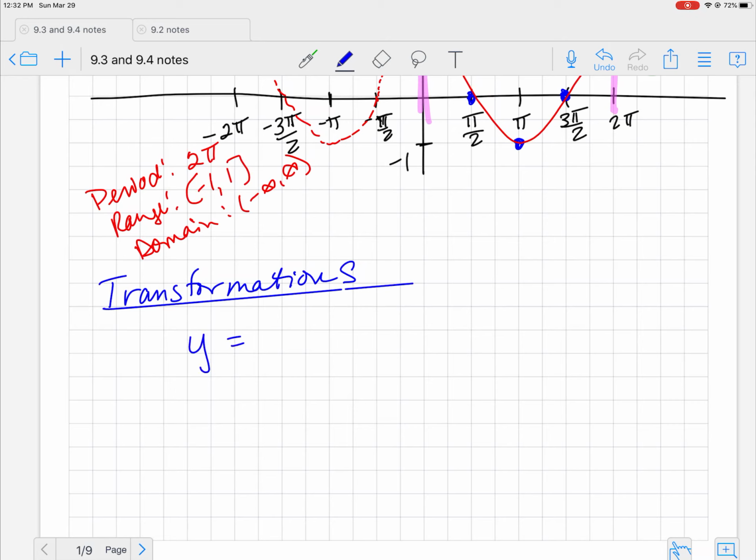So let's look at our transformations here. So if I have, let's just throw it out here, y is equal to c plus a, I'm going to use sine up front, but it can be any of them, sine of b(x minus d).